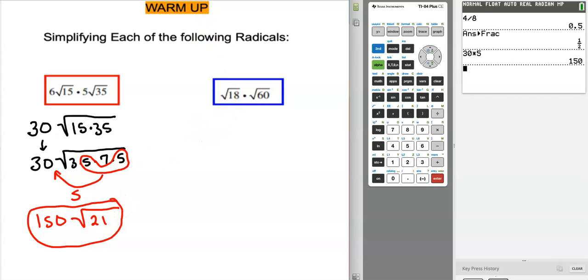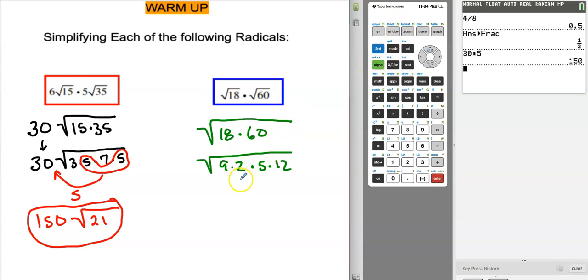And with the second one over here, same thing. I don't have any numbers on the outside, so I just basically multiply the 18 and the 60 together. Instead of multiplying them together, I'm just going to keep them separate because I'm going to end up having to try to factor out these numbers anyway. And so I'm going to factor each number. For the 18, that factors to 9 and 2. And for the 60, I'm going to use 5 and 12. And you guys know how to use your calculators to get factors if you need them. But I'm just coming up with these factors off the top of my head. But you can go back and double check me.